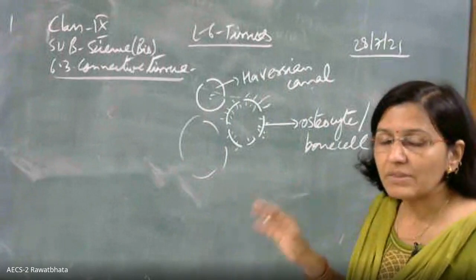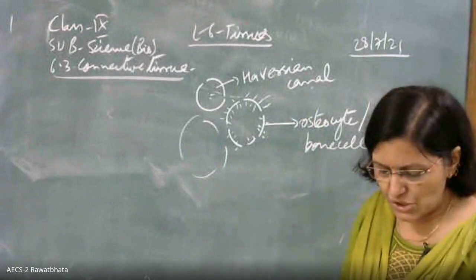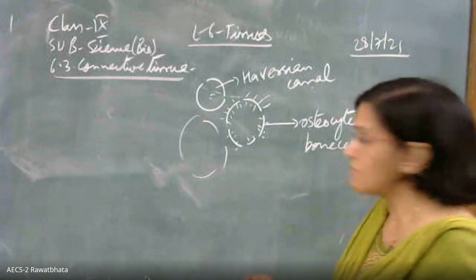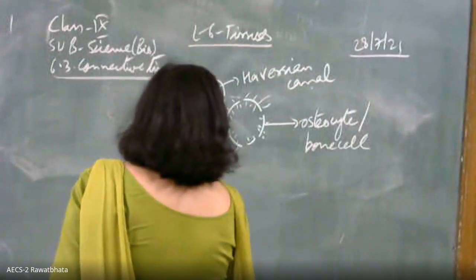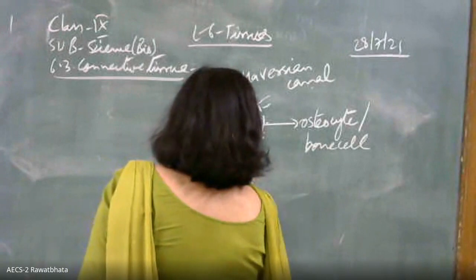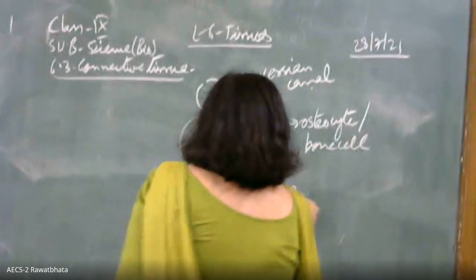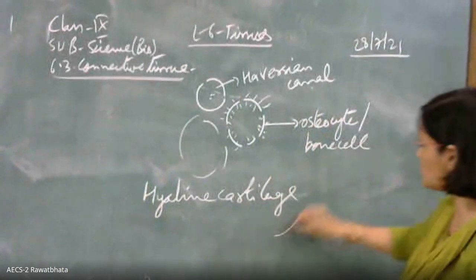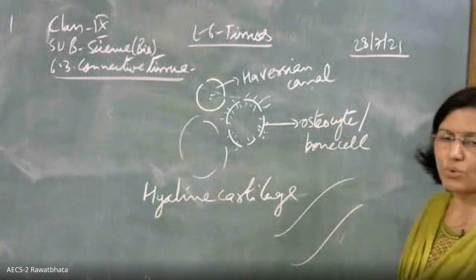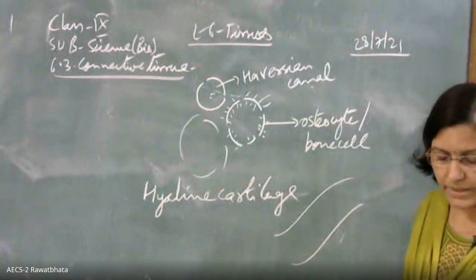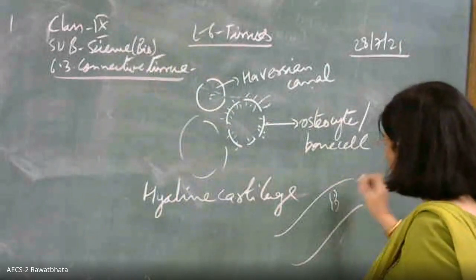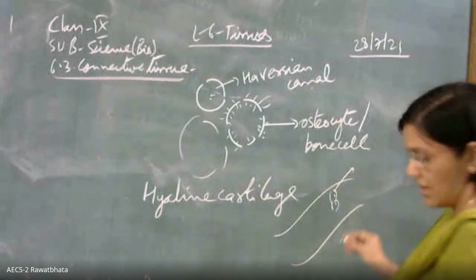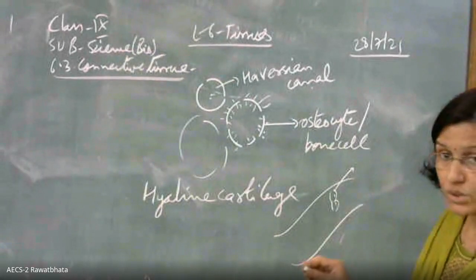We compare that with cartilage, and here they have given in our book the diagram of hyaline cartilage. And in hyaline cartilage also you can see the structure shown is such, and in this they have shown the diagram of the cells together, and these cells are given the name of chondrocytes.